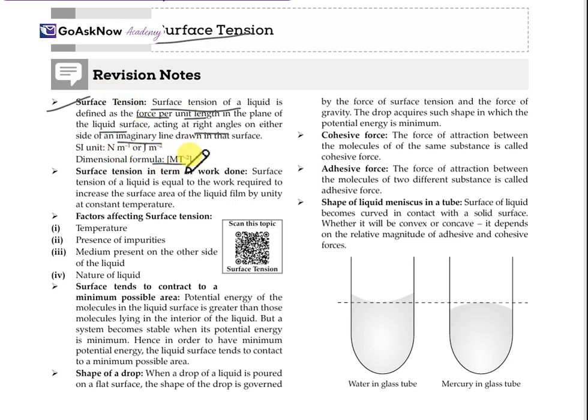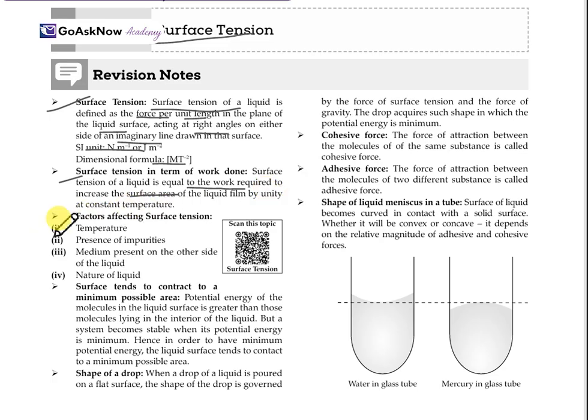The dimensional formula for surface tension is MT^-2, and the SI unit is Newton per meter or joule per meter squared. Surface tension in terms of work done: the surface tension of a liquid is equal to the work required to increase the surface area. Whatever work is required to increase the surface area of the liquid, this is how surface tension is expressed in terms of work done, at constant temperature.